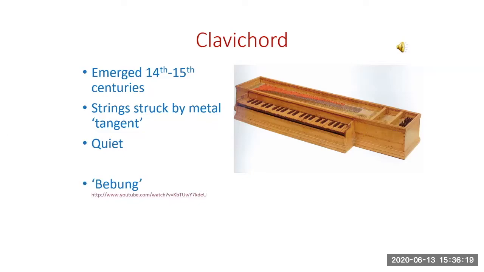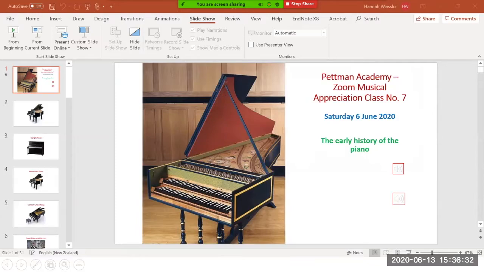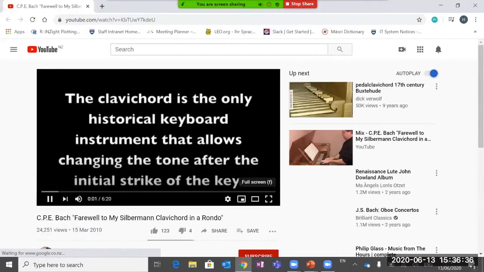But the clavichord, as I've said, was a very quiet instrument, so in fact quite a personal one, and it was a favourite instrument of Carl Philipp Emanuel Bach. I'll show you an example of bebung. Just bear with me.